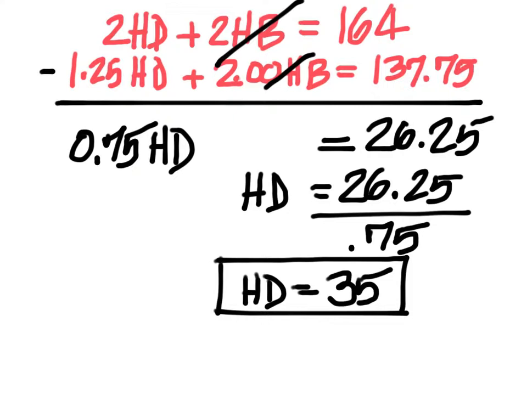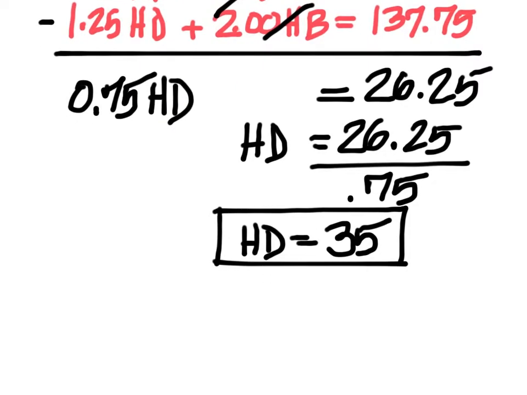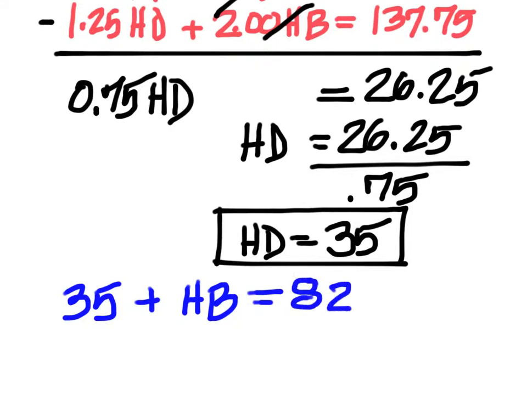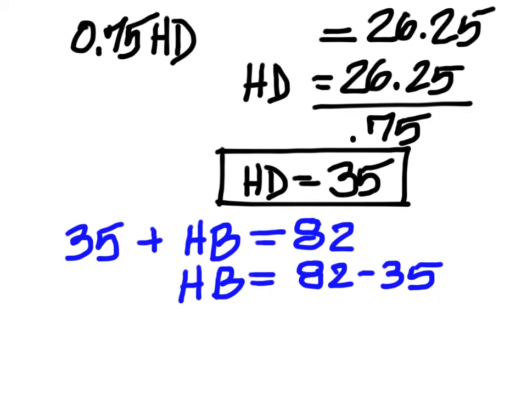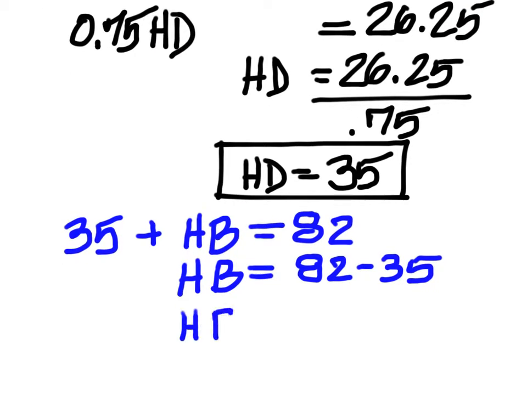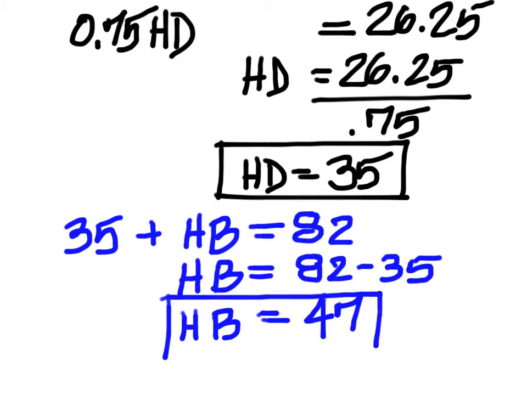How many hot dogs and hamburgers did we sell altogether? 82. So if I had hot dogs 35 plus hamburgers and set that equal to 82, hamburgers should be equivalent to 82 minus 35. What is 82 minus 35? 47. So we sold 47 hamburgers, 35 hot dogs.